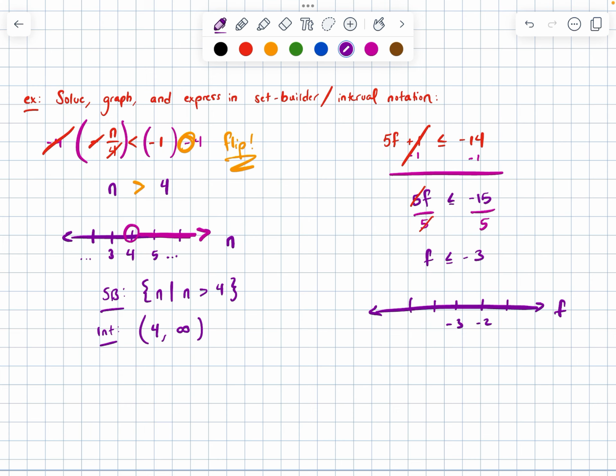Let's graph it on our number line. I'll label it with my variable f, give myself a couple tick marks. I'll put negative 3 in the middle. It doesn't need to be. It can be wherever it wants. We'll say negative 2 off to the right, negative 4 off to the left.